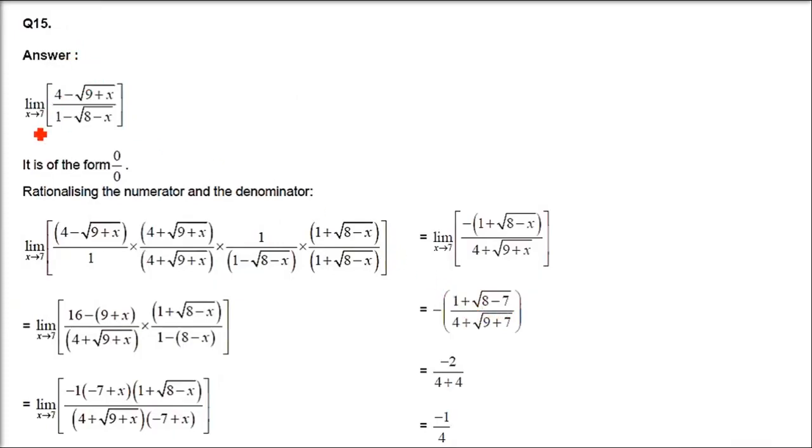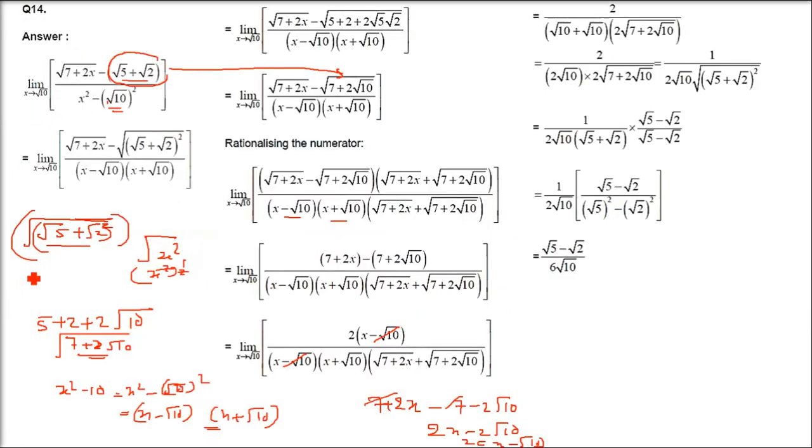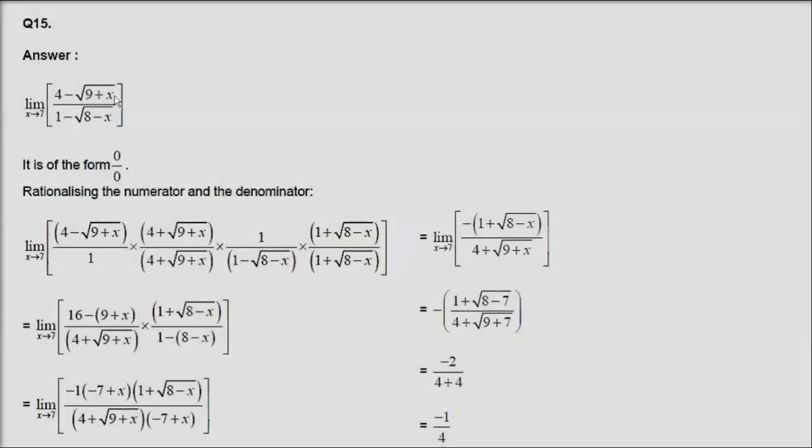So now we have 15. And this I told you, root 5 minus root 2 by 6 under root 10. I told you here under root 10, this x tends to root 10. We already said that. So this is how we solve the problem.